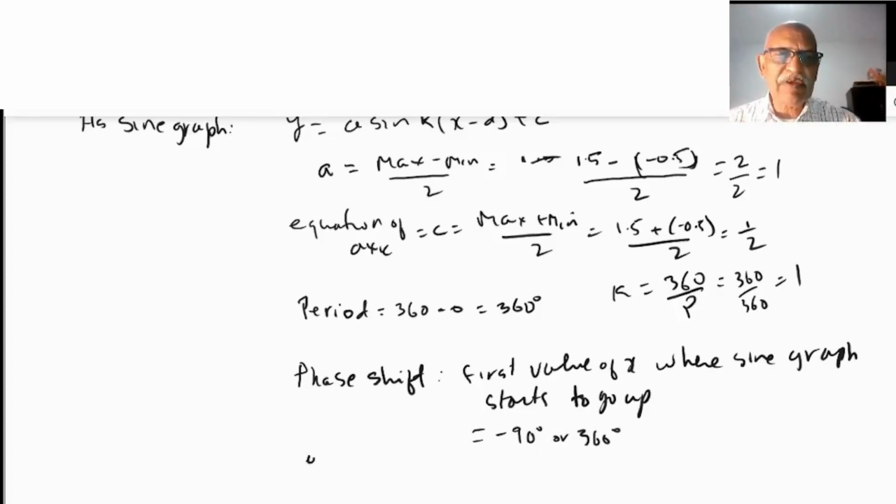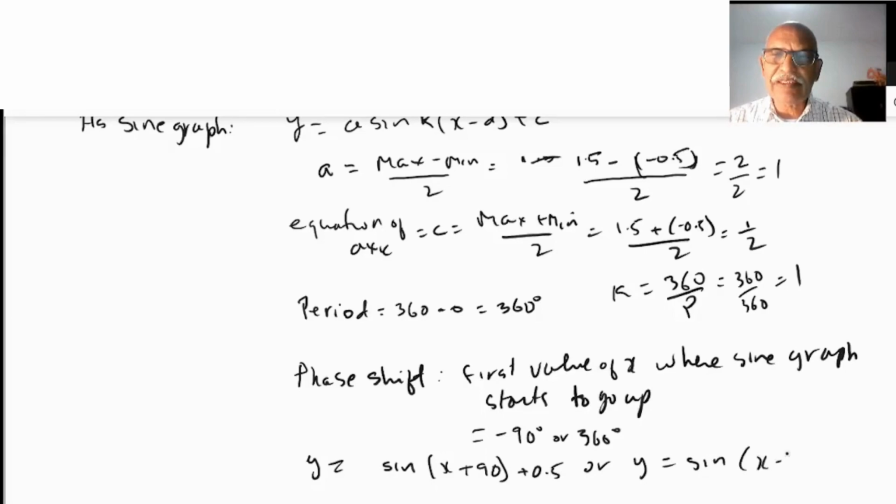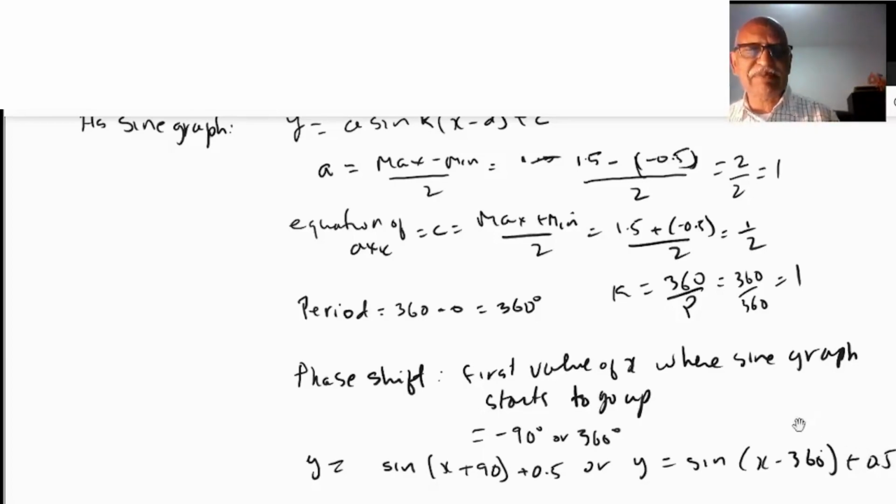The sine graph will be y equal to, amplitude is 1, so 1 sine of k is 1, x plus 90, and my c is plus 0.5. Or it's not wrong if I write it y equal to sine of x minus 360 plus 0.5. These are two possibilities for the sine graph. So this is if I treat the graph as a sine.